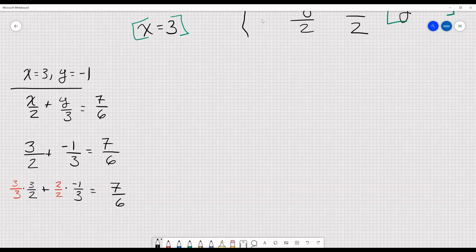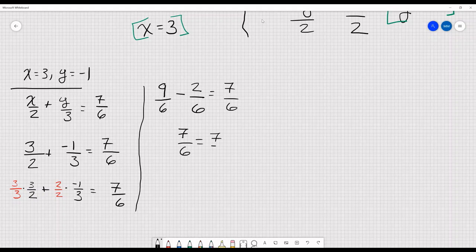Does this give me 3 times 3 is 9? Over here, so I get 9 over 6. This is a minus, right? Plus a negative just means minus, so I'll just write minus. 2 times 1 is 2. That's also over 6. 9 minus 2 is indeed 7. We're very hopeful. Looking good.